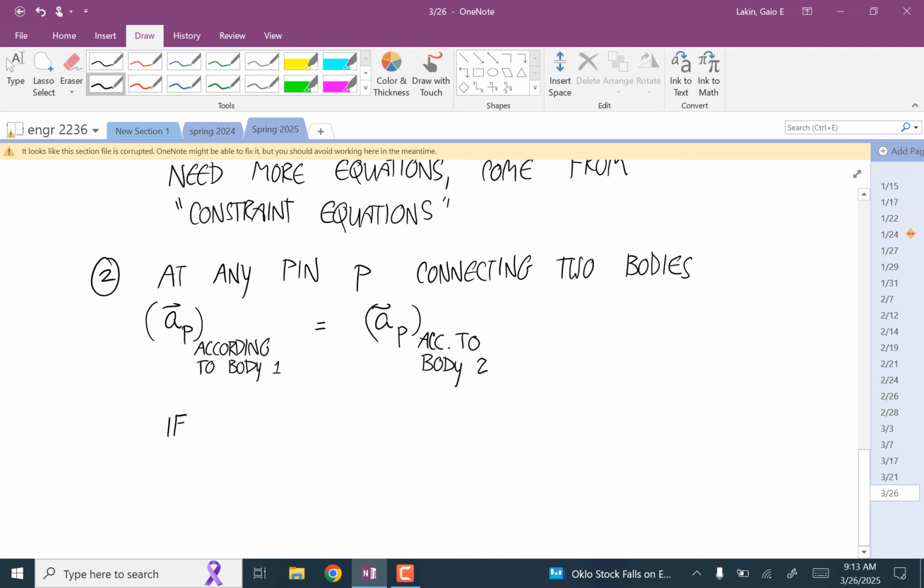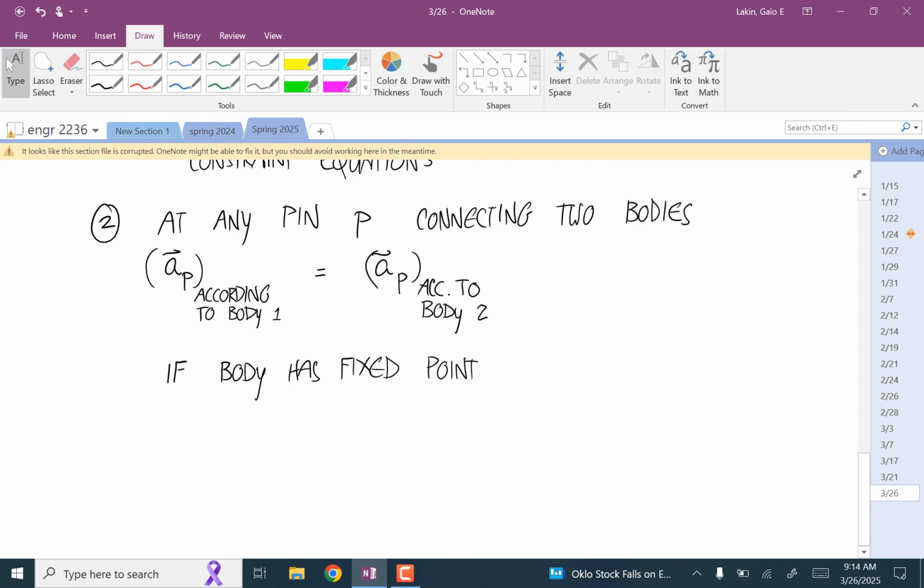If the body has a fixed point, we'll calculate that acceleration the same way we calculate accelerations of points always on rigid bodies. It's a circular motion about the fixed point.